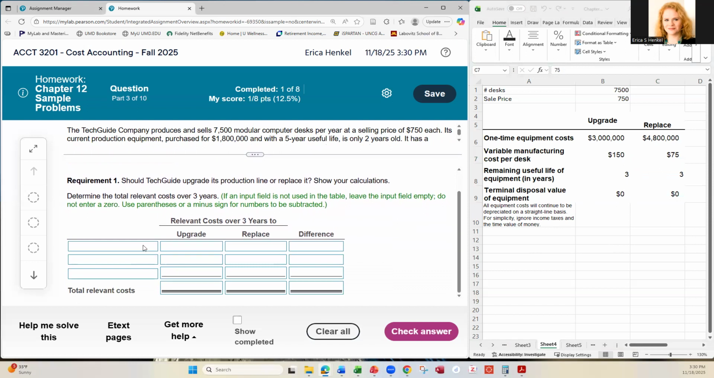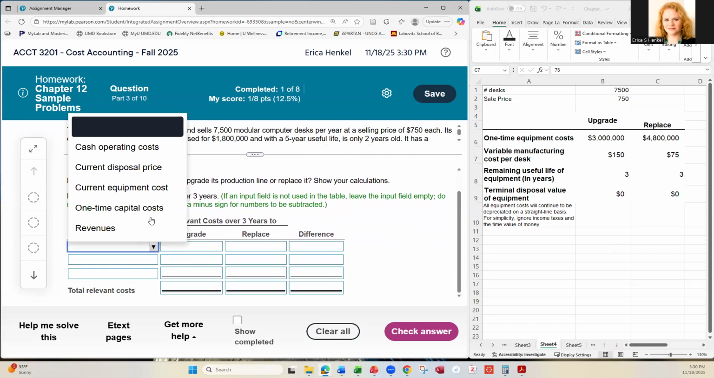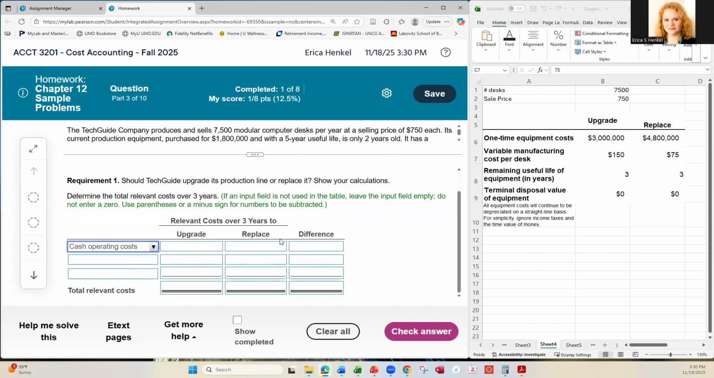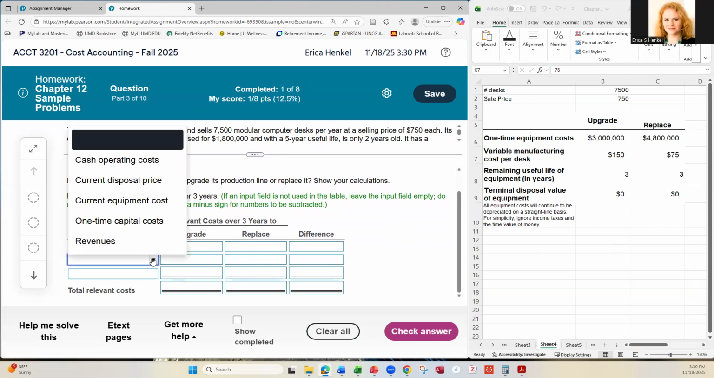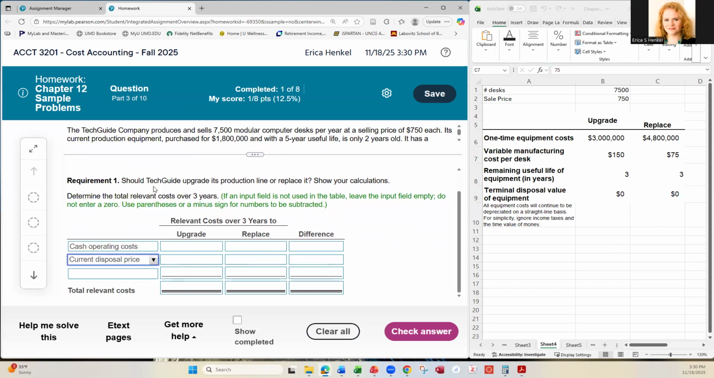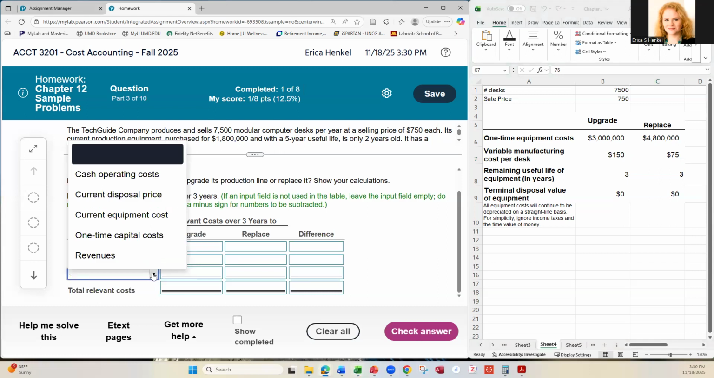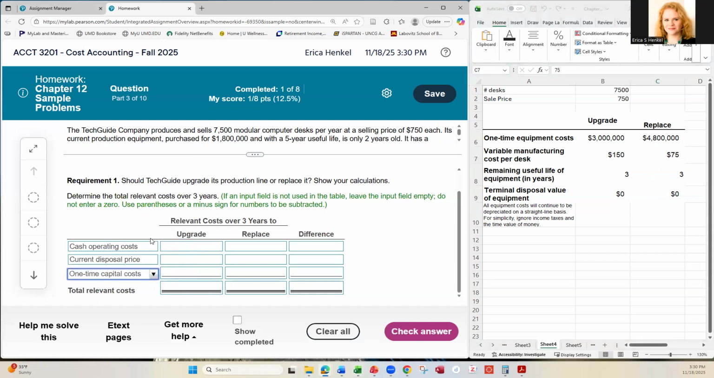So what we're going to look at here is we're going to look at our cash operating costs under each machine. So what does it cost us to operate these? We're going to look at what does it cost us to dispose of it. And then we're going to look at like what is the one-time equipment purchase cost here, right? Because those are the things that are one-time capital costs. Those are the things that will differ between our choices here.